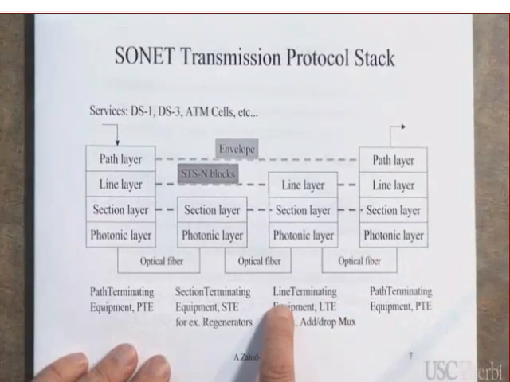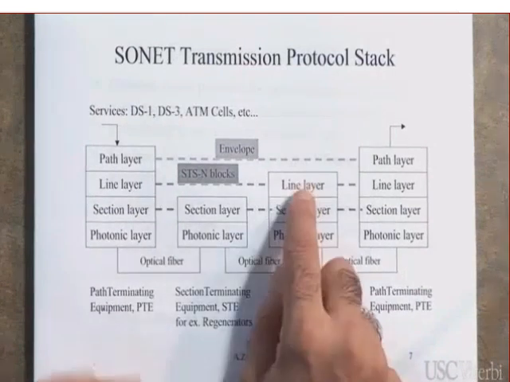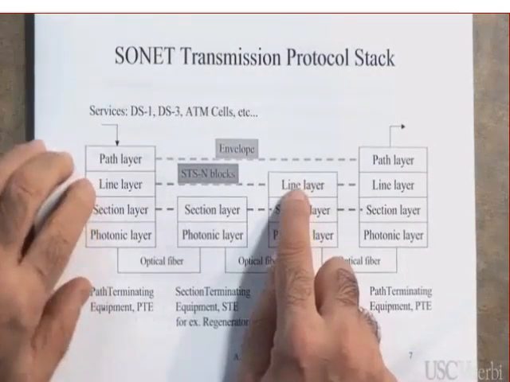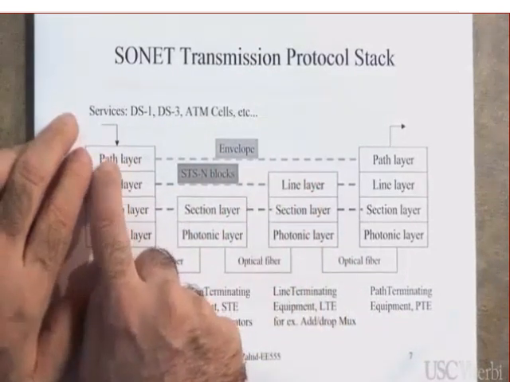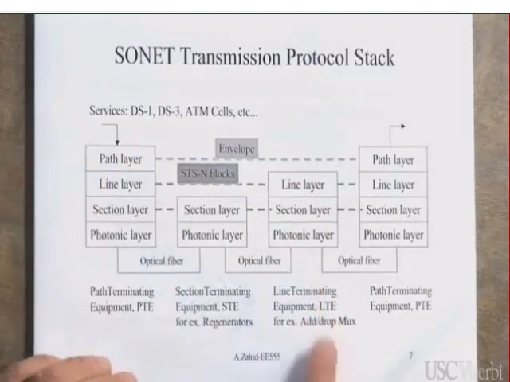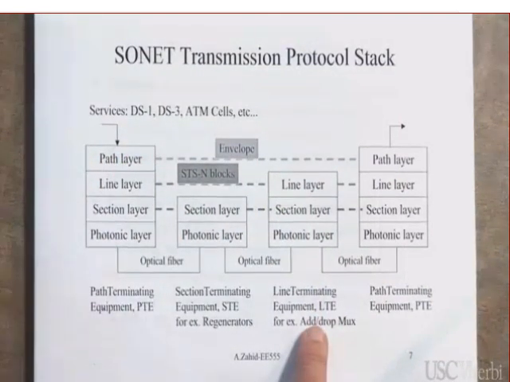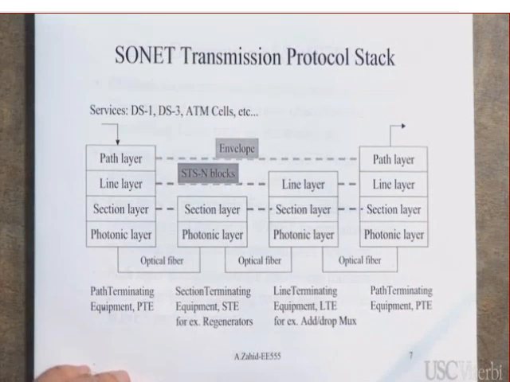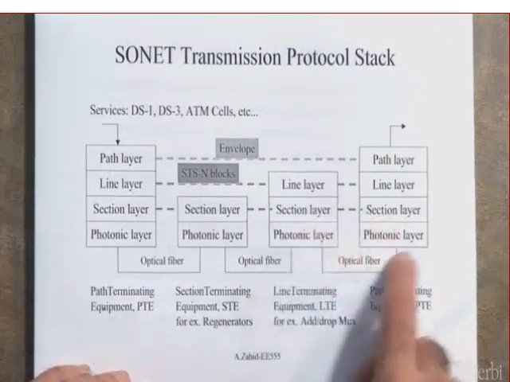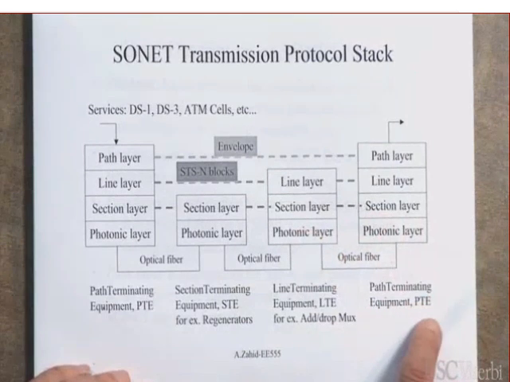Then we do have what is known as a line terminating equipment. This one will terminate lines, which means it does not go all the way to the path layer. The line terminating equipment is the devices that we just referred to as add, drop, mux. They are multiplexers. They add channels and they drop channels as per needed basis. We call it a line terminating equipment. And then the other side, of course, is the path terminating equipment.